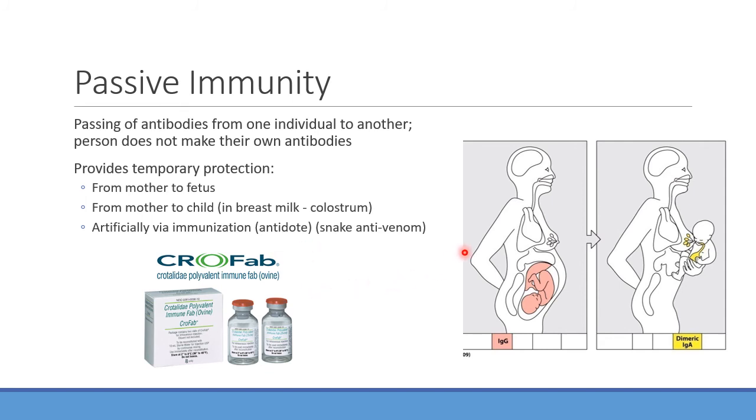Mother to fetus or mother to child, say with the breast milk, all of those are going to be examples of passive immunity, because as soon as the baby loses those antibodies, they're going to have to mount their own response in order to get that protection again, right? So again, that's going to be sort of a passive sort of immunity.